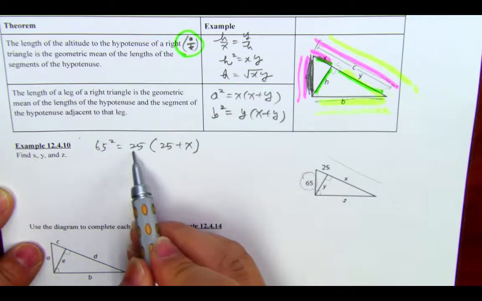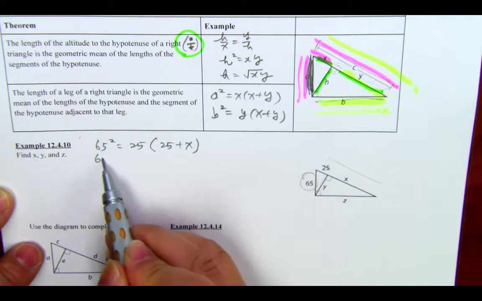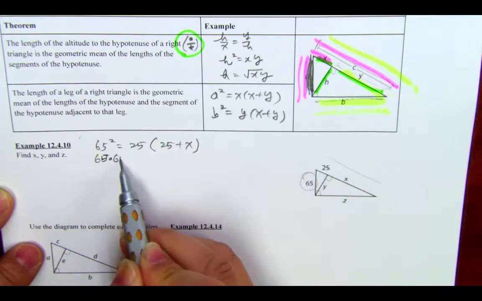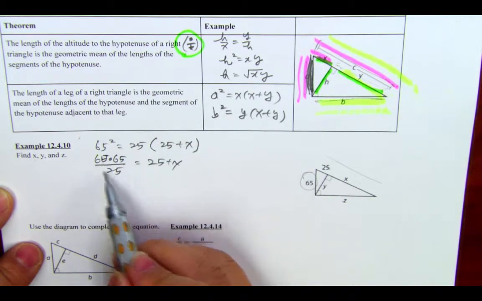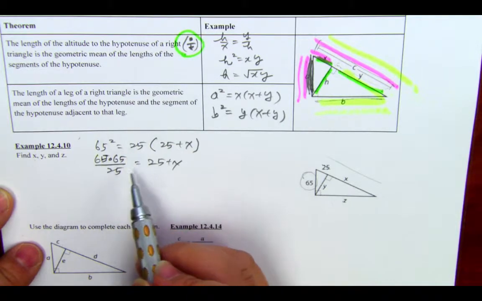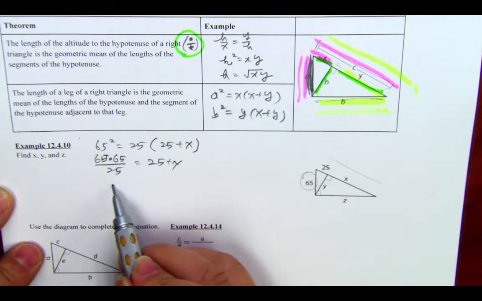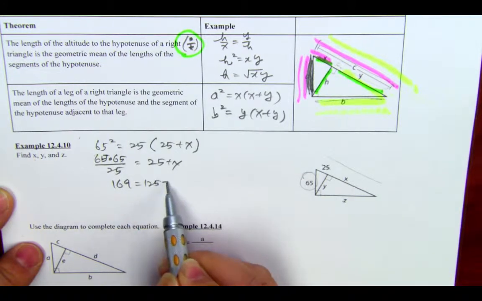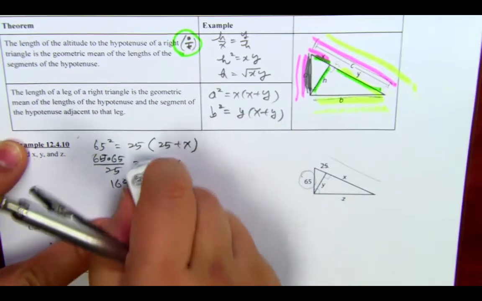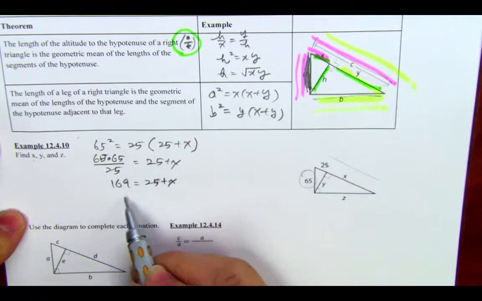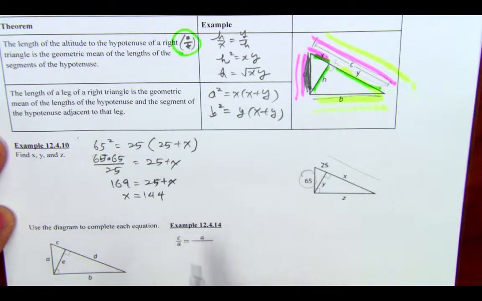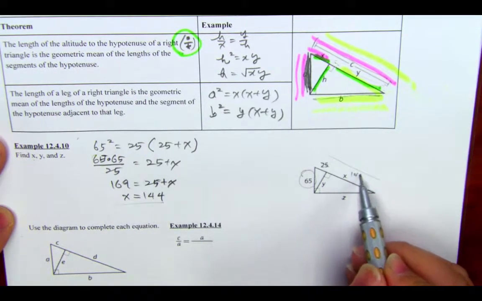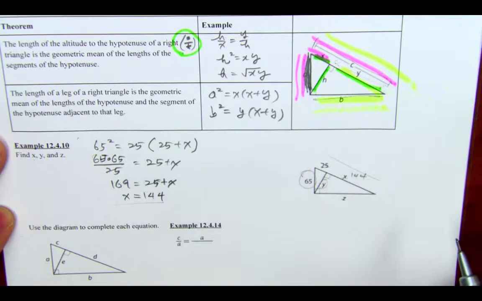So let's divide both sides by 25. So that's 65 times 65 divided by 25 is 25 plus x. And this one, as it turns out, that's 5 and 5, 13, it's 169. Sorry, that's actually just 25. So x turns out to be 144. Now, once we know x to be 144, we could probably figure out the y squared, right?